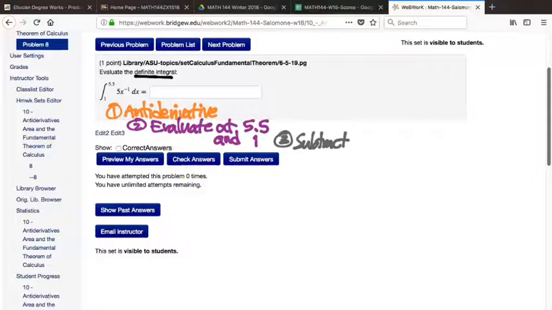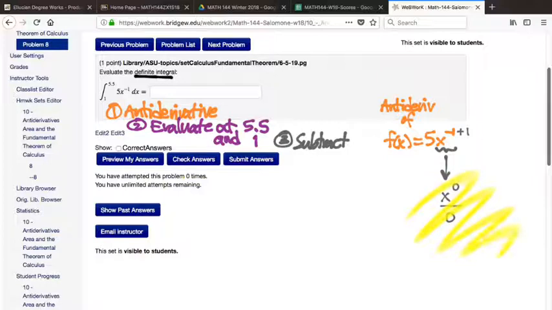But the hardest step in the process here for this integrand, 5x to the minus 1, is going to be the antiderivative step. Because what happens if we apply the power rule to 5x to the minus 1? Well, the 5 just comes along for the ride, right? But what about the antiderivative of x to the minus 1? According to the power rule, what would we do? Add 1 to that exponent, and then what? Divide by that exponent. And that is a problem.